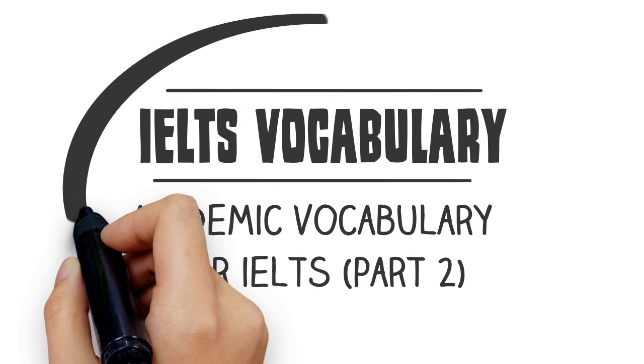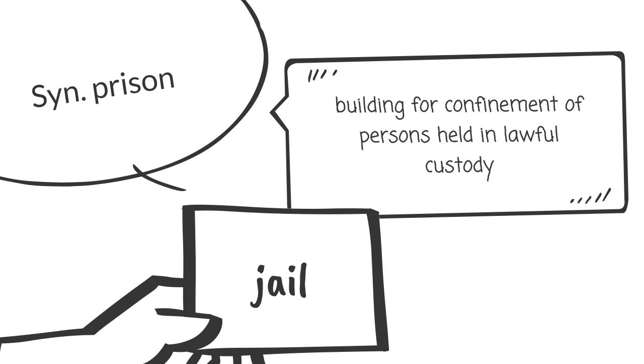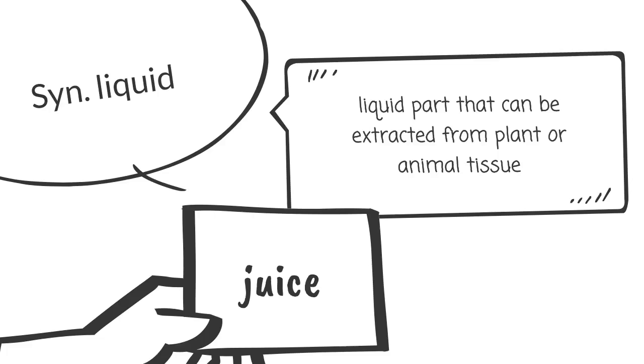Academic vocabulary for IELTS Part 2. Jail. Synonym: prison. Building for confinement of persons held in lawful custody. Jar. Synonym: pitcher, vase. Small, cylindrical container for food, normally made of glass or clay. Juice. Synonym: liquid. Liquid part that can be extracted from plant or animal tissue.